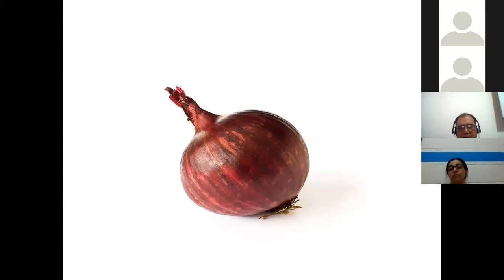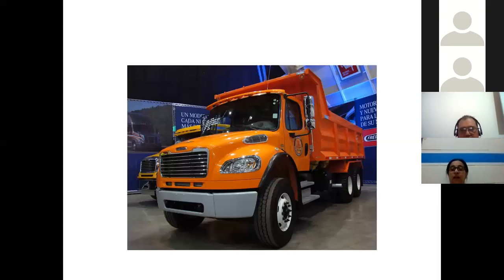It's an onion. Very good. Diga ano. Anonymous. Very good. Incluso suena raro decir it's anonymous. En cambio de un solo anonymous, right? Anonymous. What's this? It's a truck. Excellent. Very good. It's a truck. What's this?